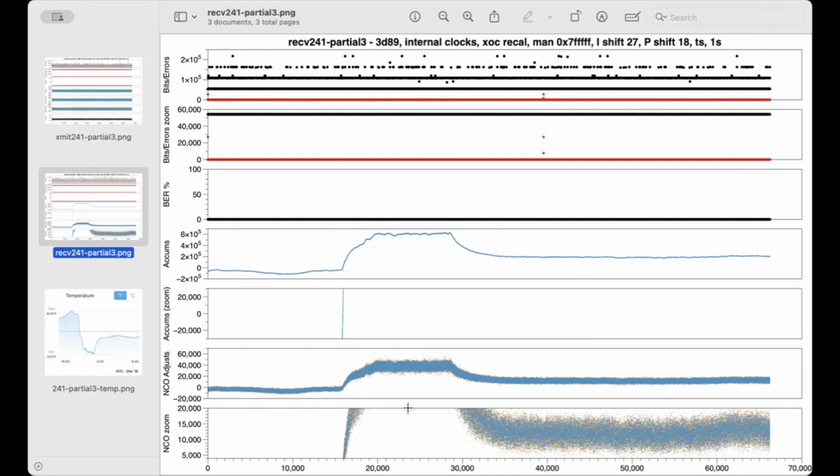The NCO zoom, the NCO values: this is the whole range, and this is a zoomed in range. They're behaving themselves. They're staying within a tight range on the short term and then varying to account for the frequency error in the long term. So this is all great. This is as close to working in a realistic over the air environment as we've measured so far. And I'm very pleased with that.